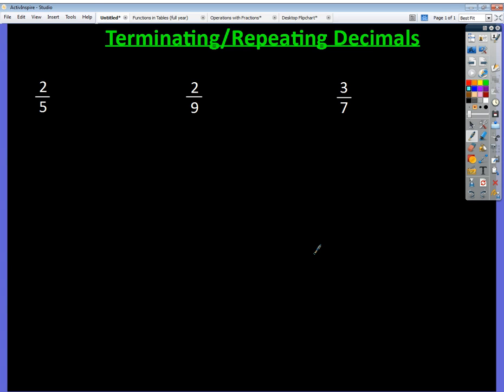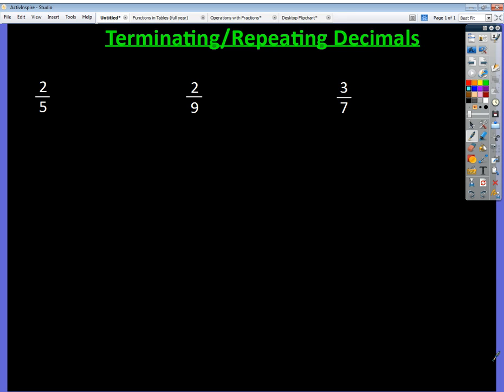Hello, ladies and gentlemen. What we're going to take a look at today is terminating and repeating decimals. What are they, and how do we actually turn any of these fractions into decimals? So, the first thing we know is that all fractions are just a division problem. That's all they really turn out to be.